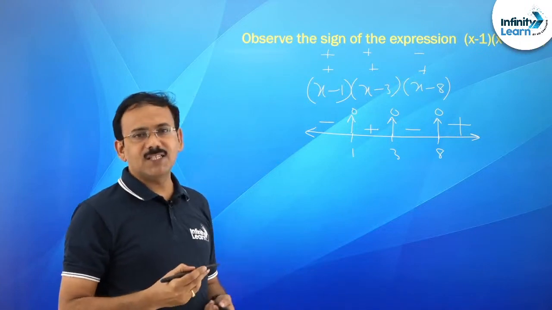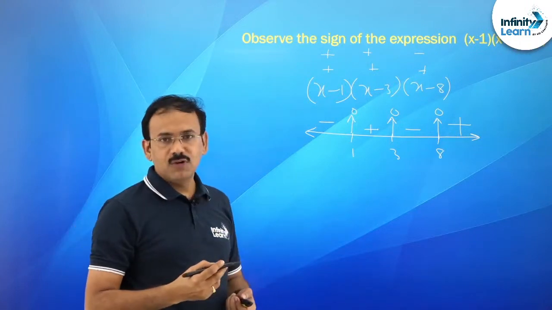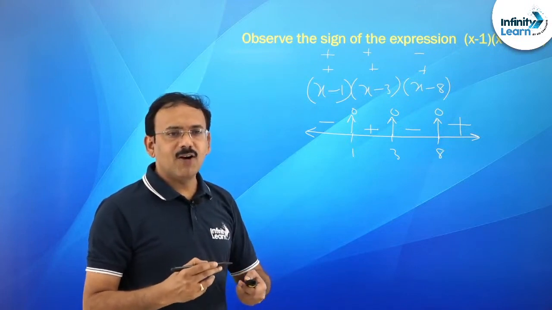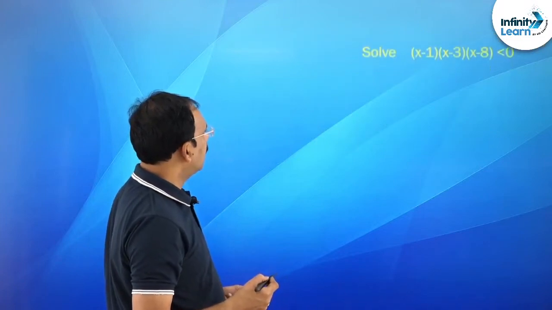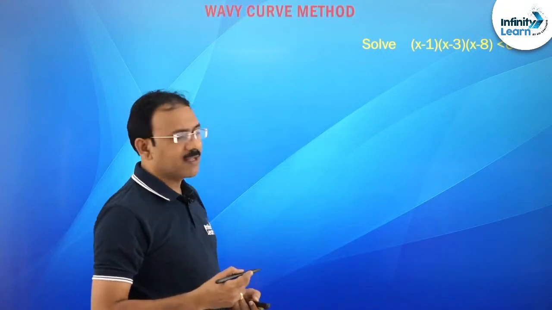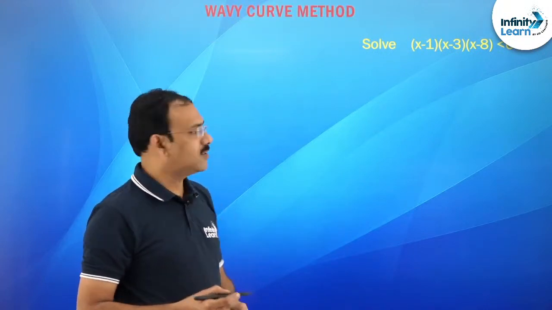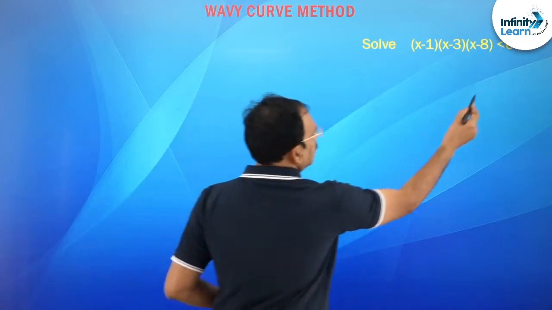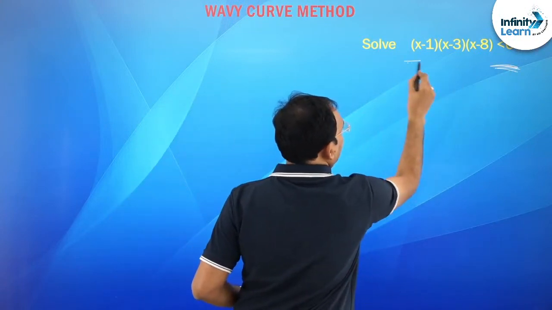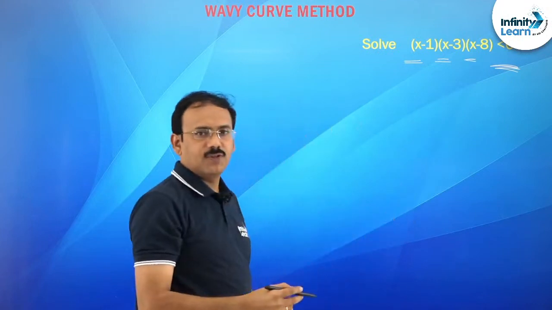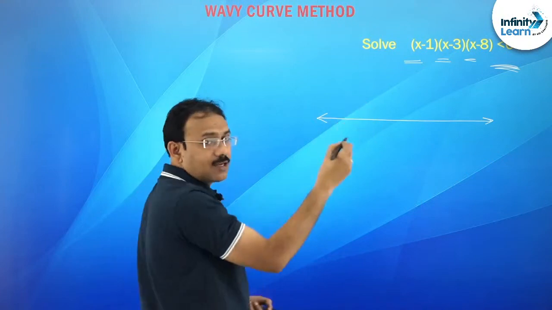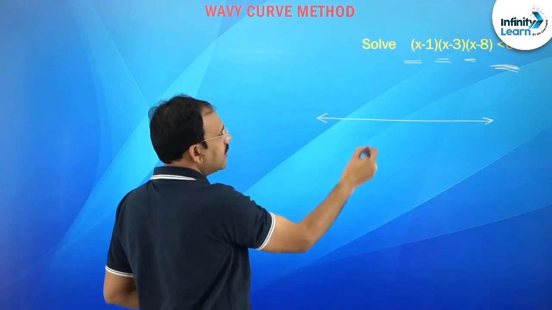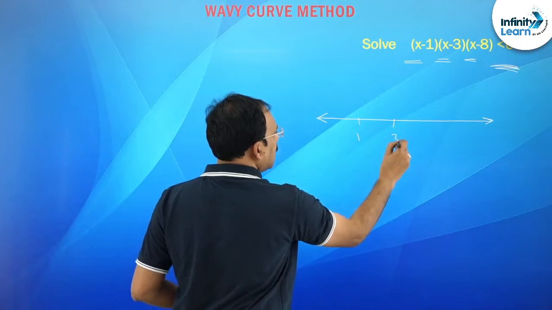So with the help of this, my dear students, I am going to solve any polynomial inequation, right. Solve this inequation. We call this method the wavy curve method, dear friends. First confirm that 0 is there on the right side. Second, the leading coefficient is positive. Now take the number line and plot the points where each linear factor becomes 0: 1, 3, 8.